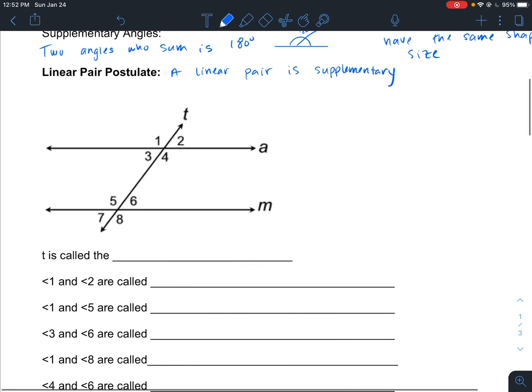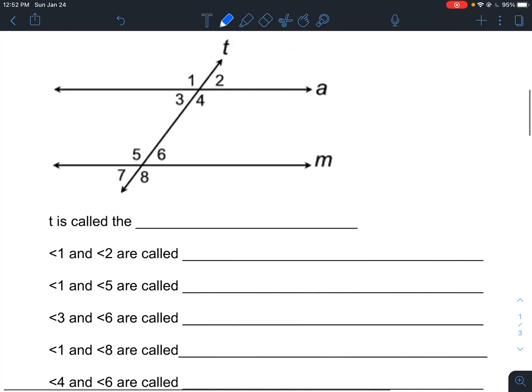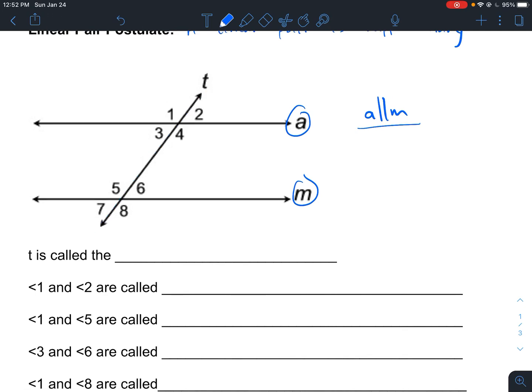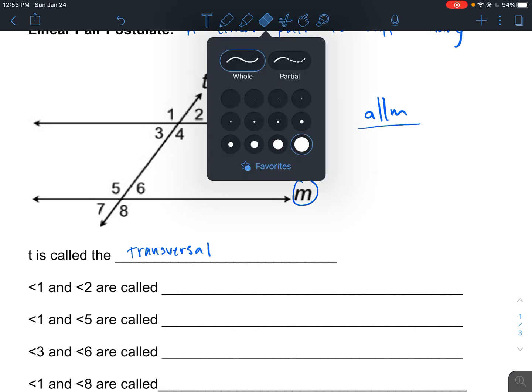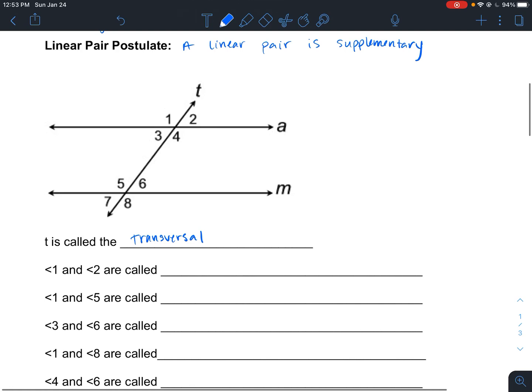Now, let's go through what this diagram shows. In this diagram, A and M are parallel, and we write that by saying A, and then we draw two lines and M. So this right here means A and M are parallel. This line right here cuts through both of them, and we call this line T the transversal. A and M are parallel lines, and T cuts through them, and T is a transversal.